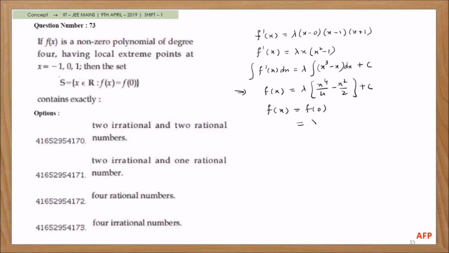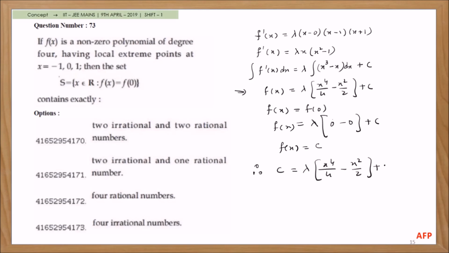So if I substitute 0 here, what am I going to get? 0 minus 0 plus c, I got. So f(x) is equal to c, I got. So substituting in this, c = λ(x^4/4 − x^2/2) + c. If you go for cancellation, you are getting 0 = λ, and your LCM is 4, so x^4 − 2x^2. Okay, so this is what we got.